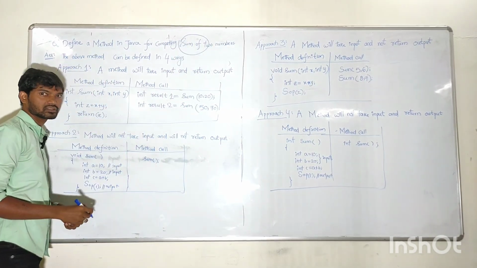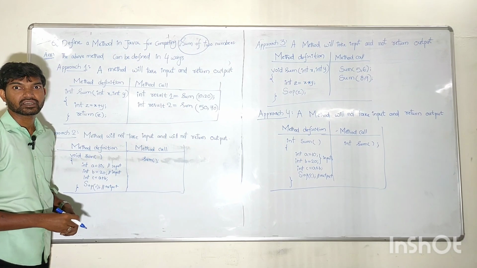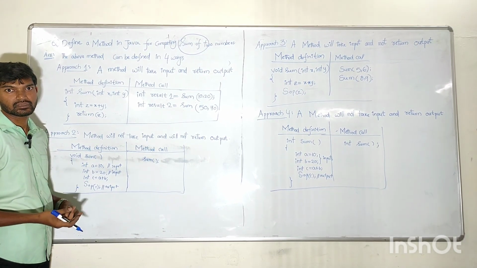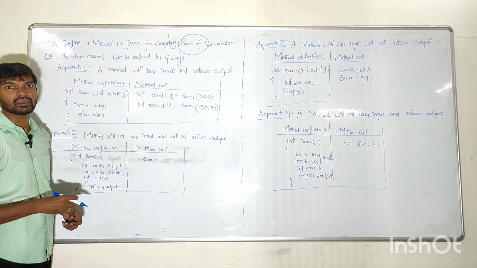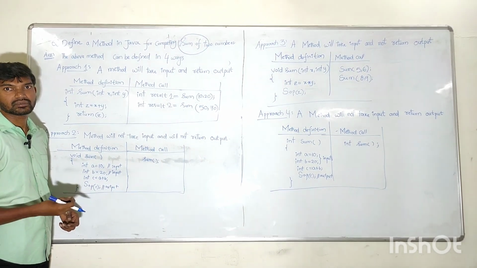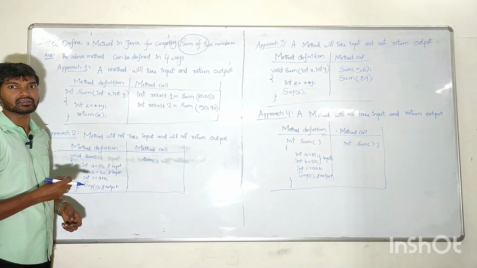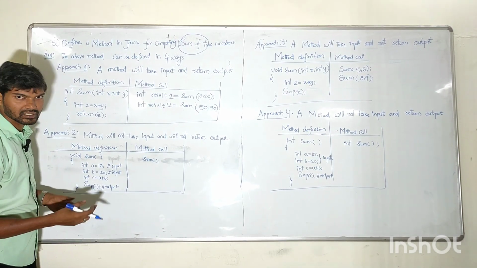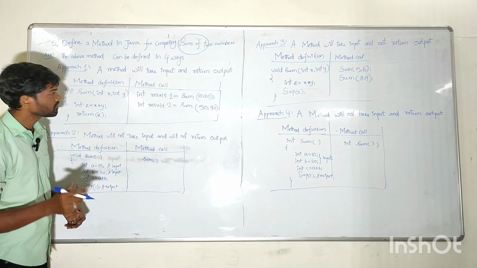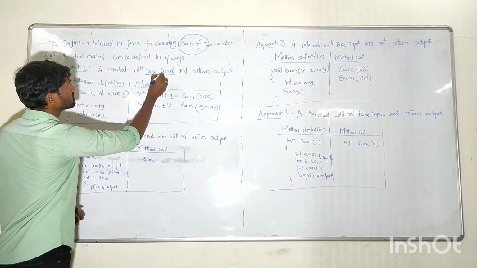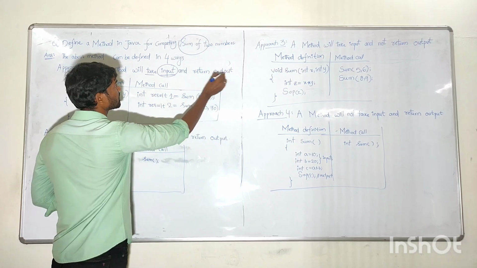I already told that to define a method we have four approaches. Method will take the input and return the output. Method will not take the input and will not return the output. Method will not take the input and will return the output. And method will take the input and will not return the output. These are the four approaches. The first approach is a method will take the input and return the output.